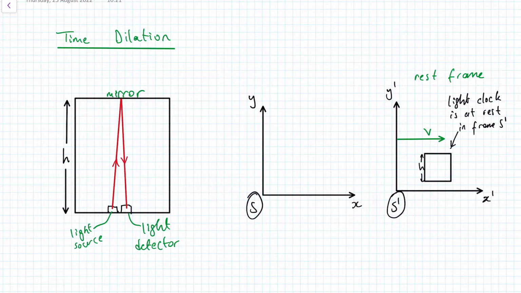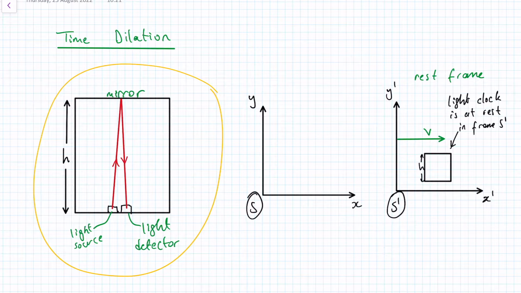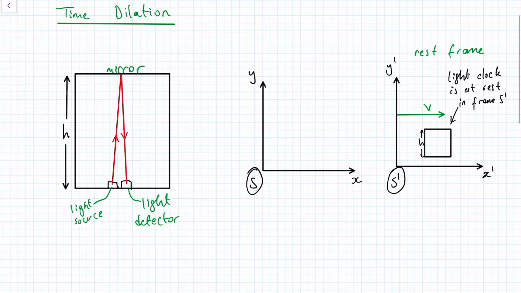We have a clock here. And how does this clock operate? Well, you have a light source which emits a very short pulse of light, and that light is reflected from the mirror and reaches the light detector. And as soon as the detector receives that light, the source instantly emits another light pulse. This is how it works. So this is the so-called light clock, right?